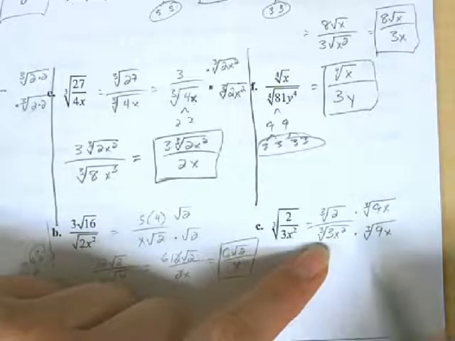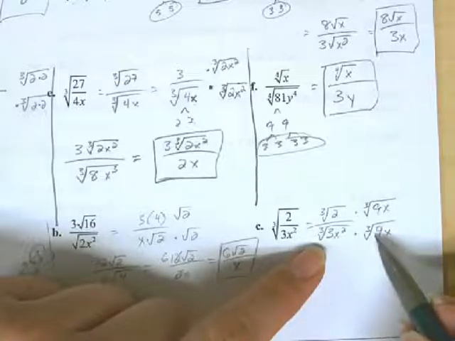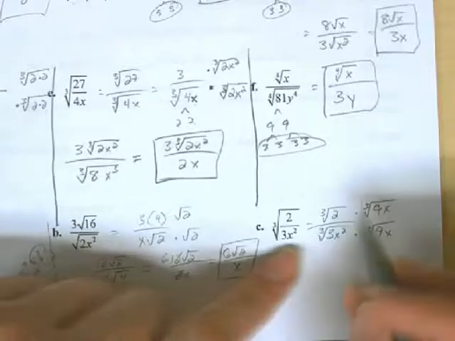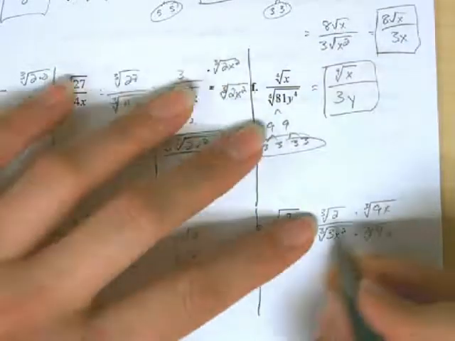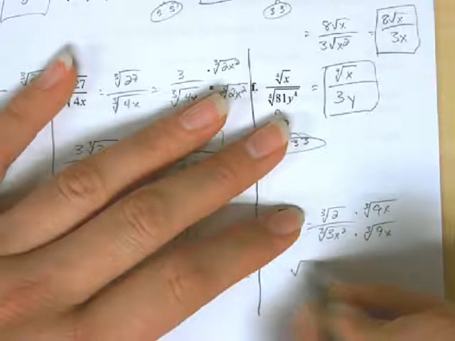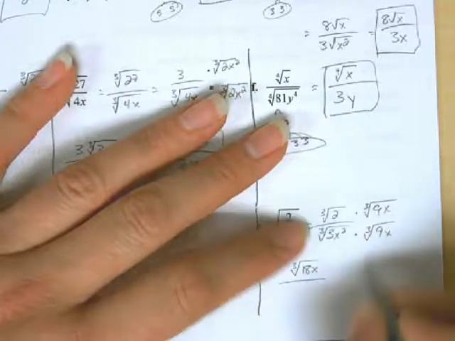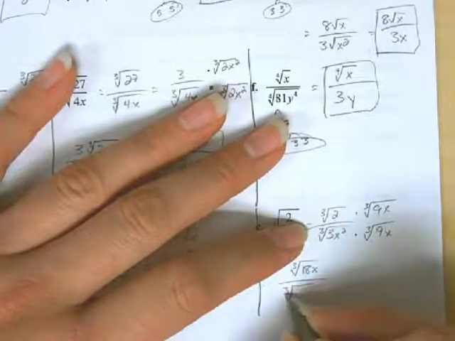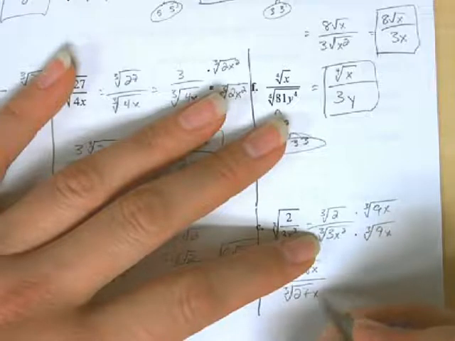Again, this is a 9. It's 2 3's, but I went ahead and multiplied them together. 3 times 3 is 9. So then on top, I've got cubed root of 2 times the cubed root of 9x, which makes the cubed root of 18x. And on bottom, I get the cubed root of 9 times 3 is 27. X squared times x is x cubed.